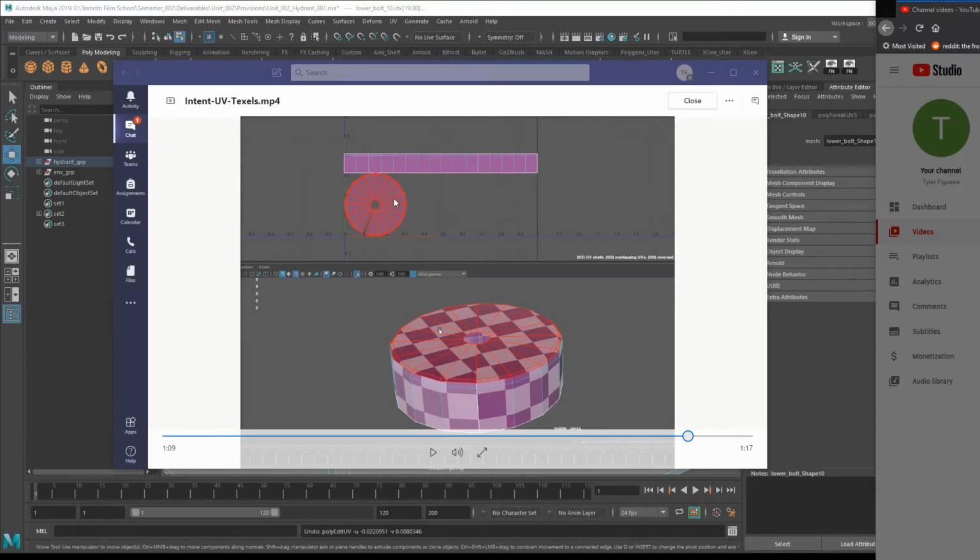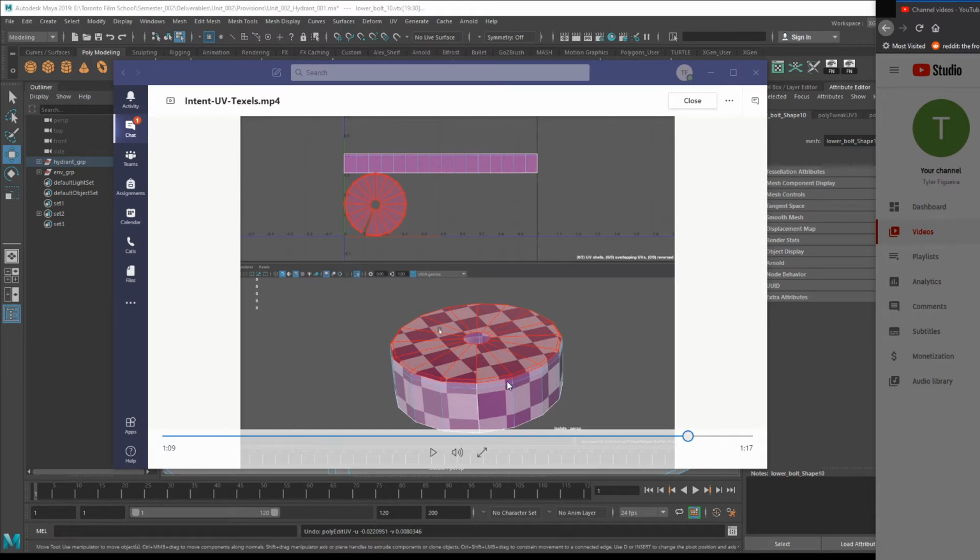So the intent of UV texels. When you mention texels, what that actually means is the relation between how many pixels this piece here is going to take up and how many pixels this thing up here is going to take. Now what you want to avoid is the squares showing up on the checker pattern on the top from being any larger or any smaller than the ones on the other side here.